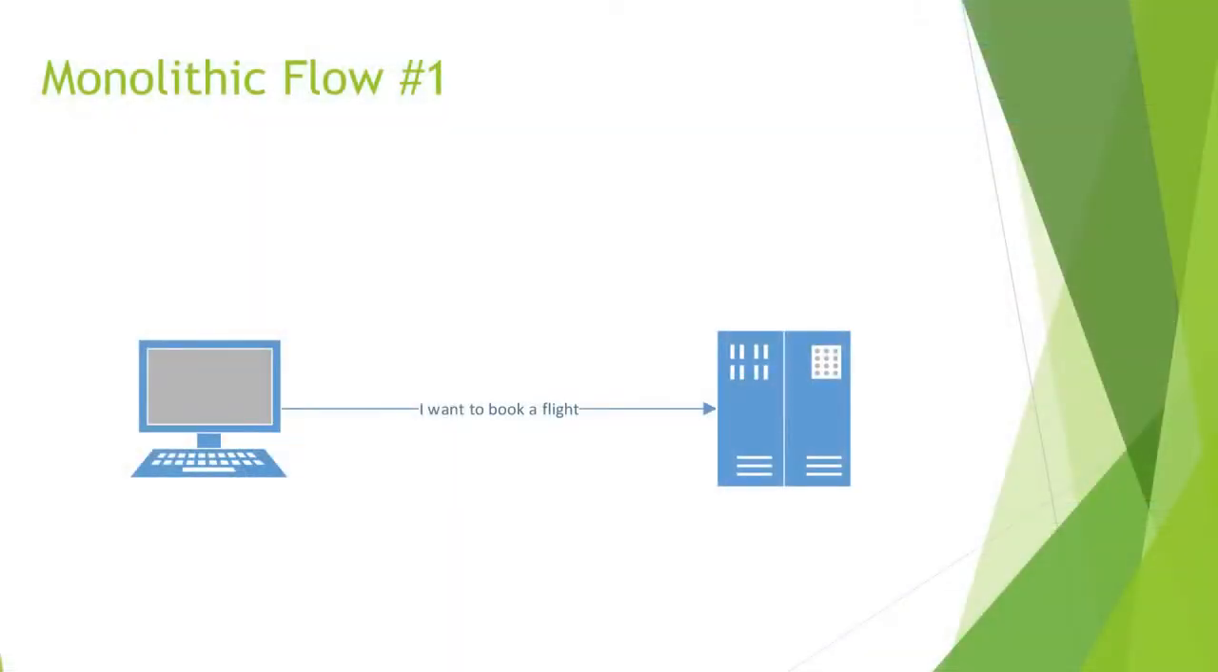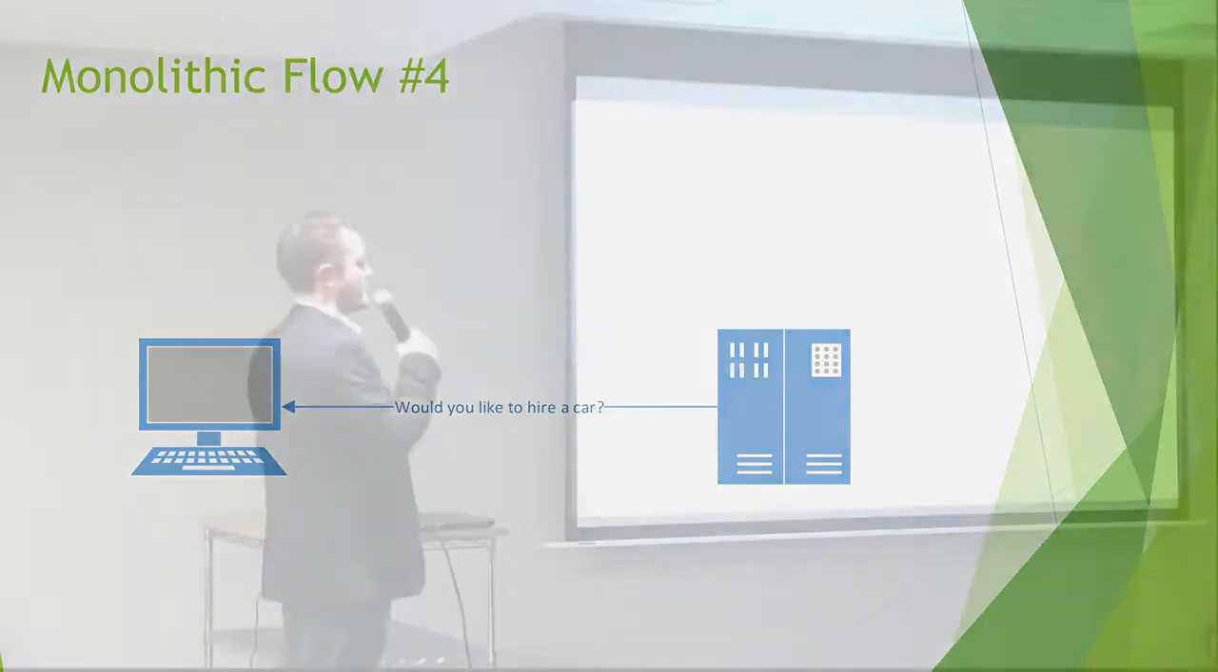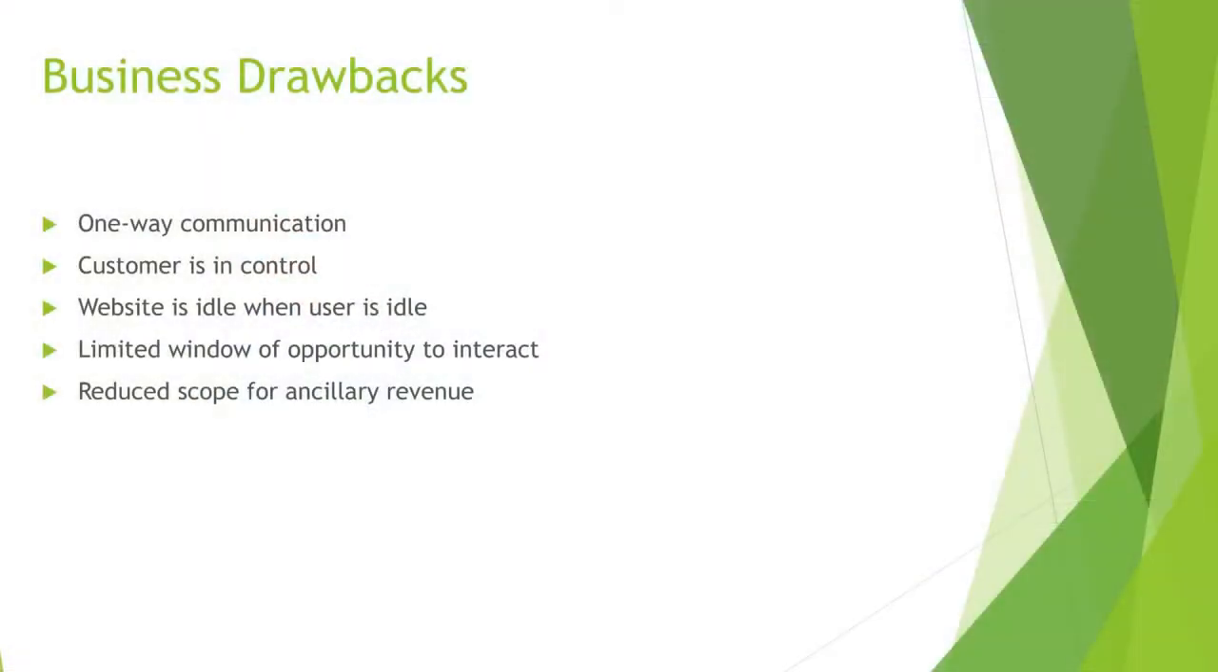So, let's consider the old monolithic flow. We've got our web application, it's a big monolith, black box, and effectively the client says, I want to book a flight. Okay, well, here are all the available flights. Okay, I want to book one of those flights. Great. Would you like to hire a car too? Etc. The problem with this is immediately it's one-way communication, so the customer is in complete control. Effectively, the website is idle when the user is idle. So if the customer is sitting there doing nothing, the website is doing nothing either.